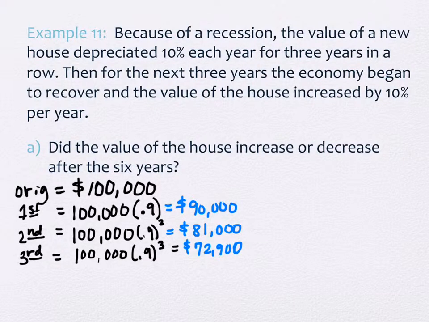The amount that it's going up is based on the amount that we're starting at when it goes up. So the starting value now for their house is what? Yeah, the $72,900. Now it's going to go up by 10% a year. So what am I going to do for that? Right, 1.1. So what happens when I multiply 72,900 by 1.1?